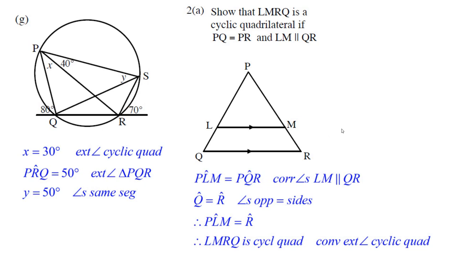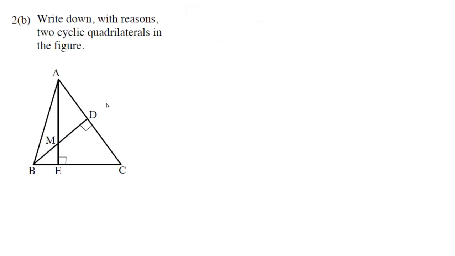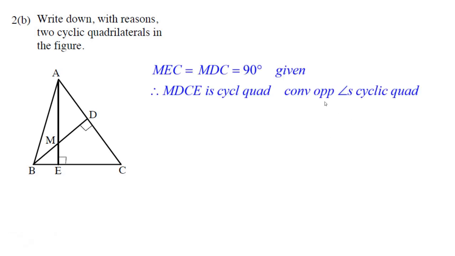Let's try the next question. I think we've got time to do it. Write down with reasons two cyclic quadrilaterals. Well, hey, that's 90. That's 90. It adds up to 180. MDCE must be a cyclic quadrilateral because of opposite angles in a cyclic quad. You have to write converse of the opposite angles in a cyclic quad. So MDCE is a cyclic quad.